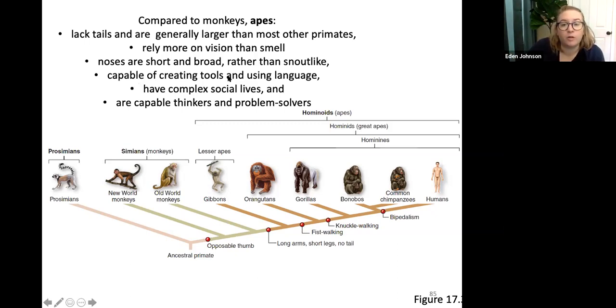They're capable of creating tools, using those tools, and using language. They have complex social lives and complex social hierarchies as well. Capable thinkers and problem solvers. So again, everything from the gibbons to humans are these hominoids, or apes.